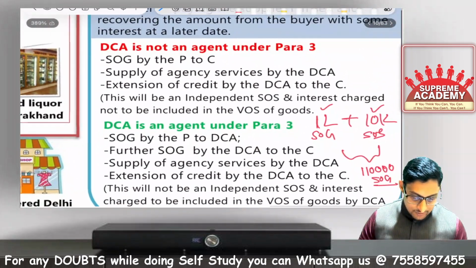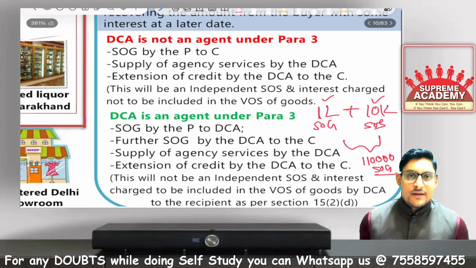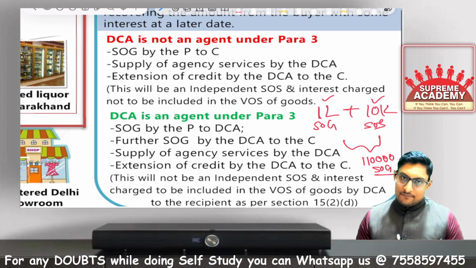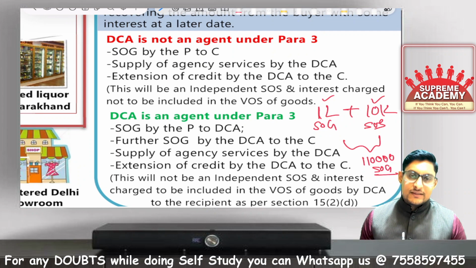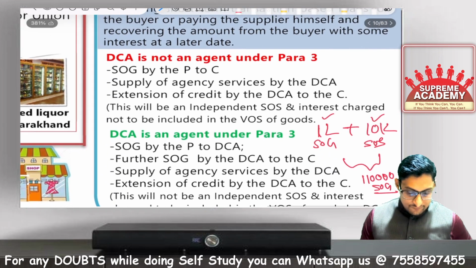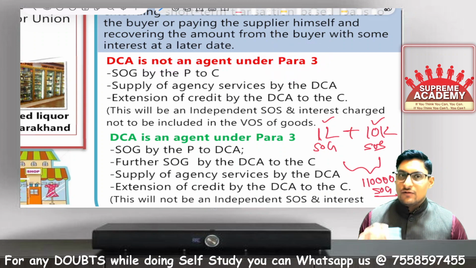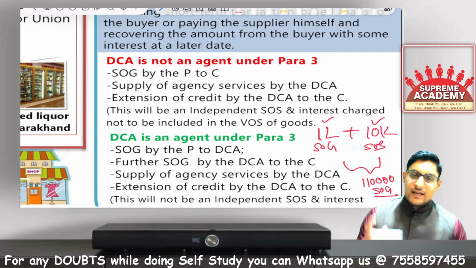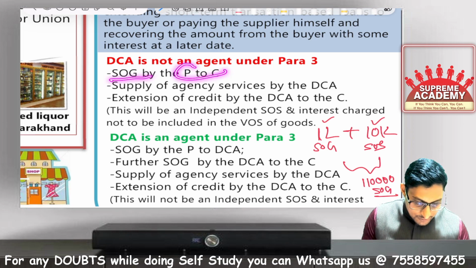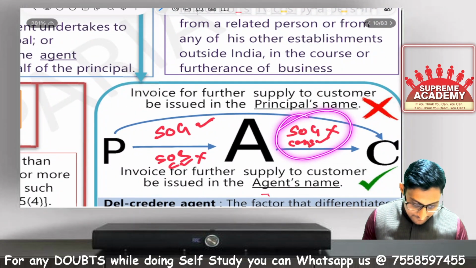Now we'll confirm what provisions will be attracted in case of a del credit agent. In case of a del credit agent, a new service is being given by him, that is credit facility. Now we are going to make a decision on that. See, if it is not a para 3 agent, it means the invoice is in the name of the principal. When the invoice is in the name of the principal, there is supply of goods by the principal to the customer. This will be termed as supply.